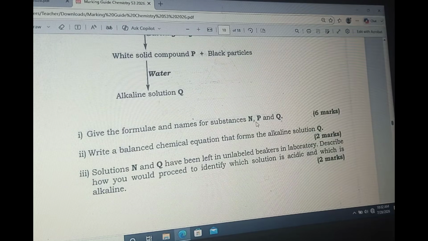N is carbonic acid, P is magnesium oxide, Q is magnesium hydroxide. Write a balanced chemical equation that forms the alkaline solution Q.